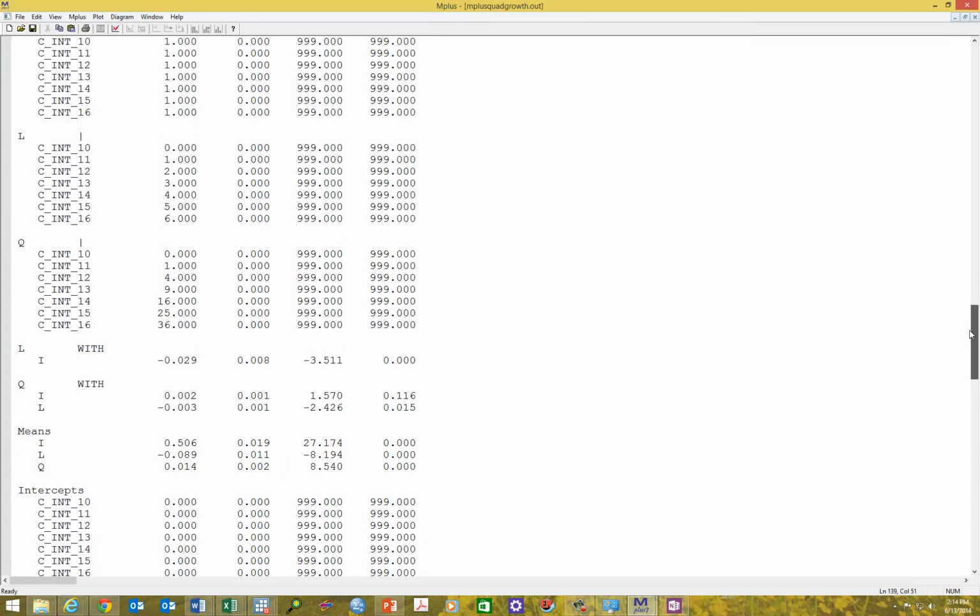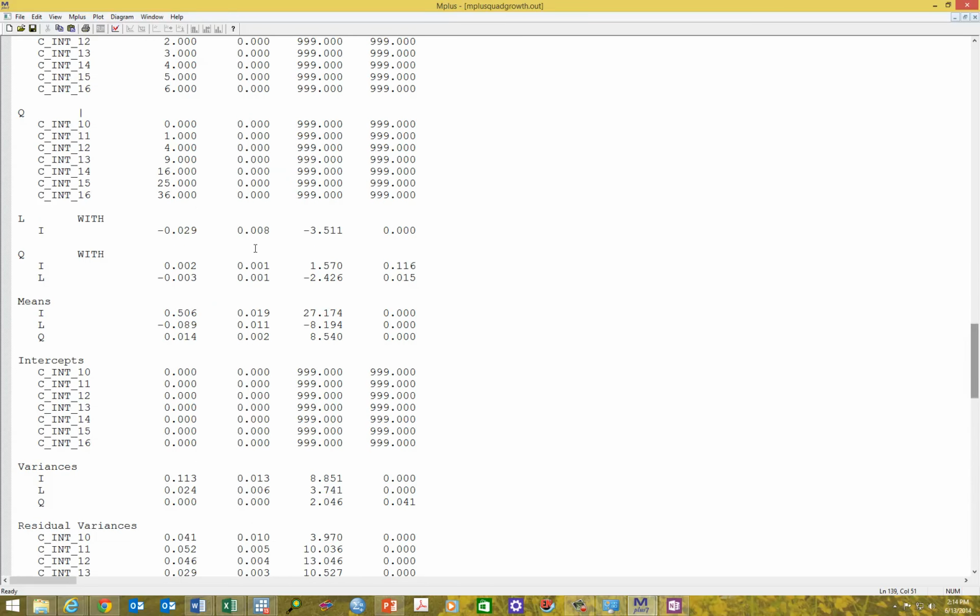Now as we go down, we see our correlations, or I say covariances, it's reported here between the linear slope and the intercept, the quadratic slope and the intercept and the linear slope.